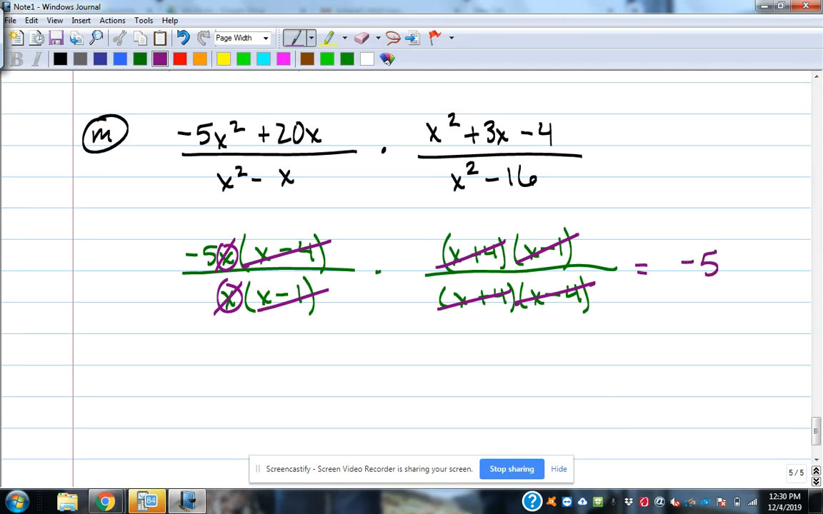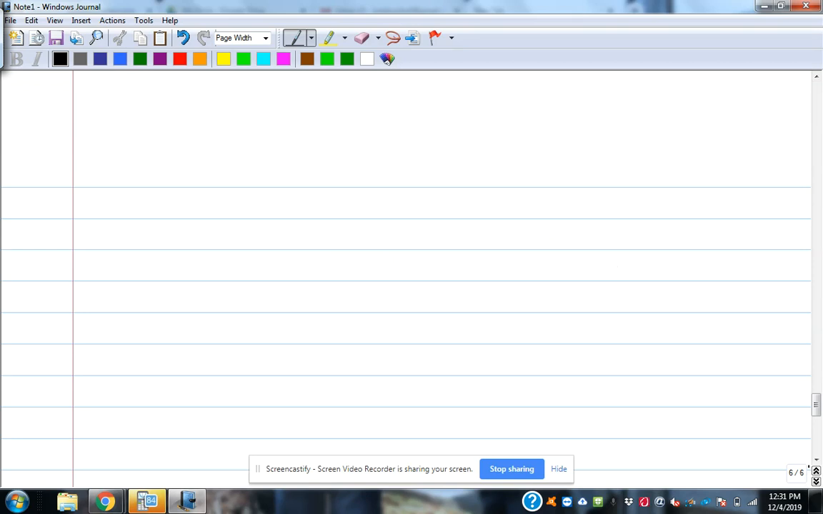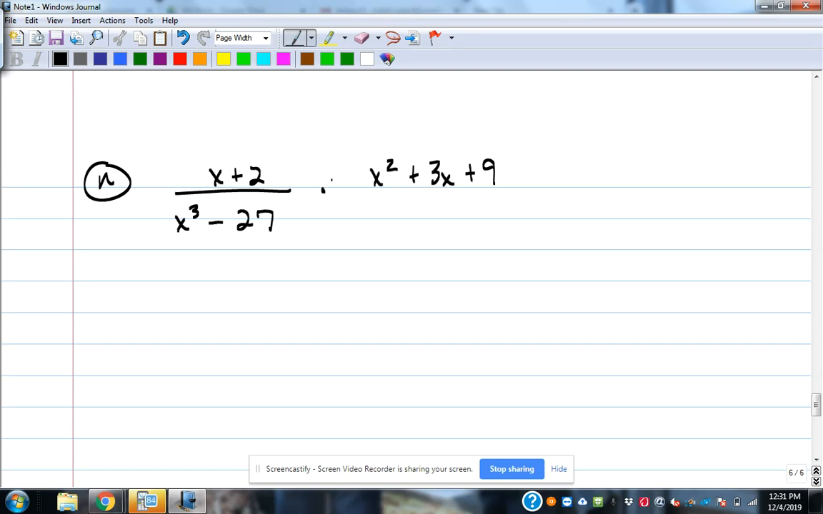Do we have to write it over 1? No. That big ugly problem turned out to be negative 5. Is all it really was. That's nice. Next problem: x plus 2 over x cubed minus 27 times x squared plus 3x plus 9. That's it.